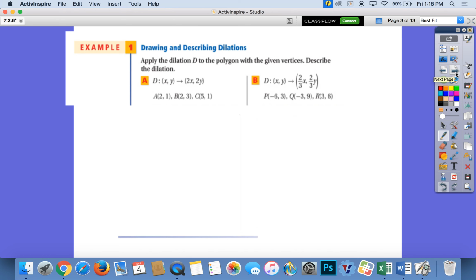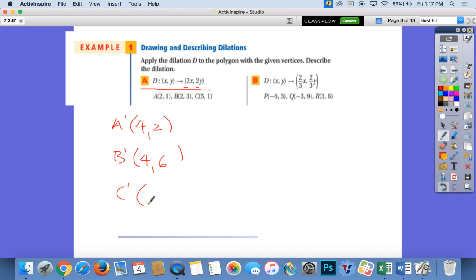So the first thing we'll do is we'll just kind of practice using this, and then we'll extend it from there. So we want to apply the dilation to the polygon with the given vertices and describe the dilation. Alright, so we're dealing with a scale factor of 2 here, which you can see. And all I'm going to do is take A prime, I'm going to multiply this by 2 so I get 4. I'm going to multiply this by 2 so I get 2. I have B prime. This is how I want you guys to write it up. This is going to become 4, this is going to become 6 because again I'm multiplying each coordinate by 2.